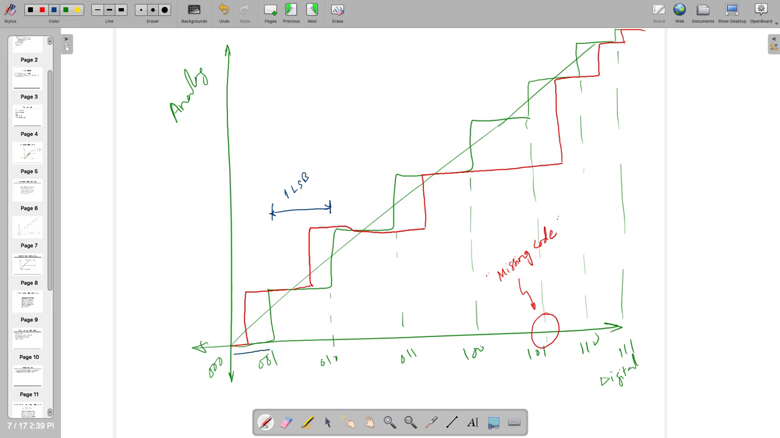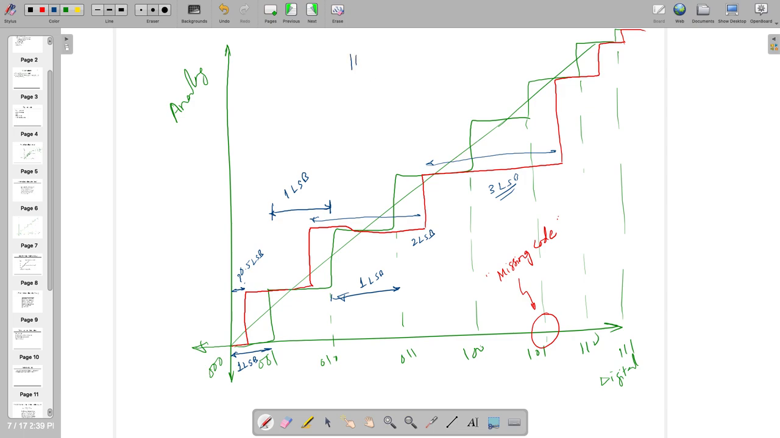So we are expecting one LSB, but instead of one LSB, how much are you seeing here? At this particular point, let's assume that this is 0.5 LSB. So there is an error of 0.5 LSB. Here I was expecting one LSB, but instead of that, the available LSB is 0.5x. Here it's 2 LSB. Some place it's going even more, so let's say 3 LSB. So at this particular point, the steps are increasing or decreasing. That is known as non-linearity in terms of INL or DNL.